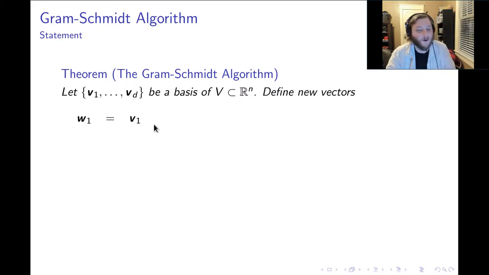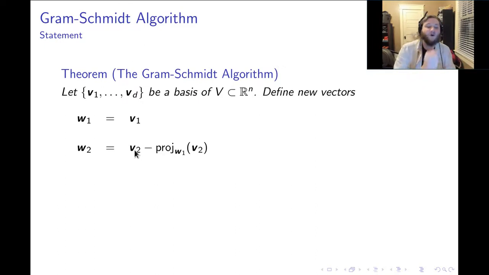That's the simplest one. The next w, w2, is the second basis vector on our list, but we have to modify it because that second basis vector might not be orthogonal to the first basis vector. To correct this situation, what we do is we subtract off the projection of the second basis vector v2 that we start with onto the first w, w1. And here we're using the projection formula that we stated in the previous video.